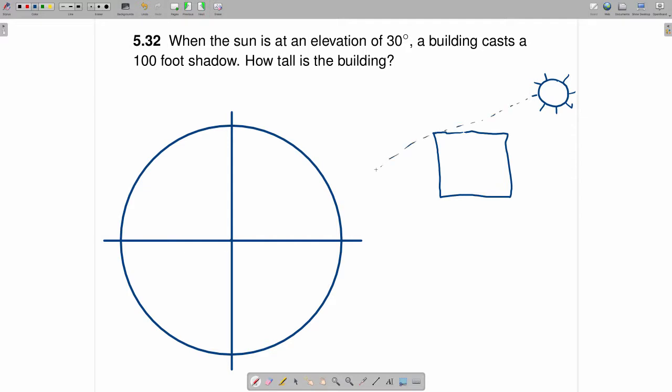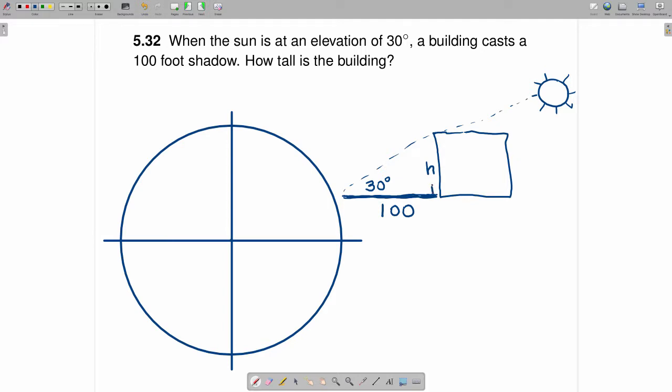So that is going to cast a shadow, and that shadow is right here. Now we also know that that shadow is 100 feet long, so we can label that as 100. We know that the angle that the sun is making, it's pretty low in the sky, is 30 degrees. And the question is asking for the height of the building. Well, the height of the building here we can call h.